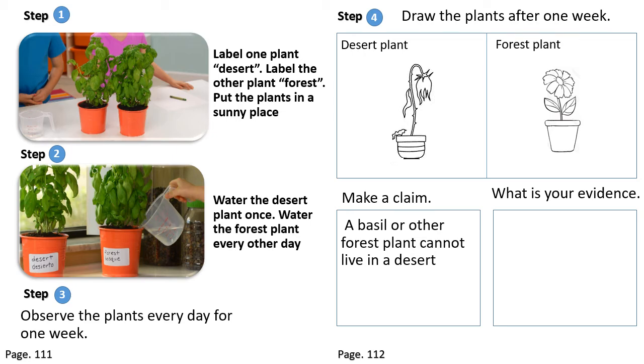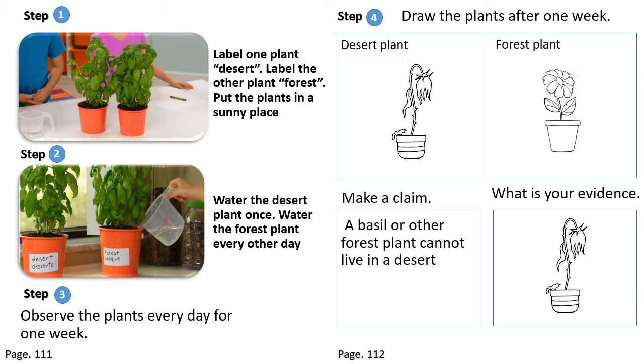For the third box, we are going to make a claim. So we will write that a basil, like the example we used in the experiment above, or other forest plants, cannot live in a desert because it would not get enough water. And that's why the plant wilted when watered only once. And for the fourth box, we are going to draw a wilted plant. So the plant wilted because it didn't get enough water.